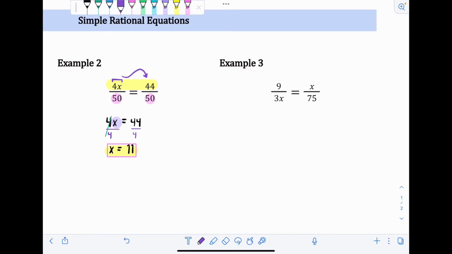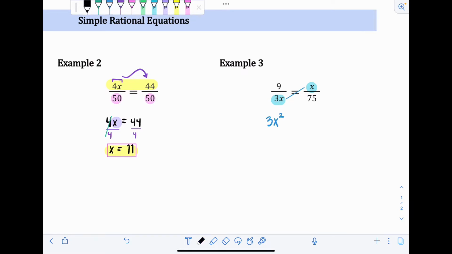Okay, and then example 3, another proportion. All the problems in this section will be proportions, so we'll be able to cross multiply each time. So 9 over 3x equals x over 75. Same approach as example 1, we will cross multiply. So the first diagonal is 3x times x. So 3x times x is 3x squared.